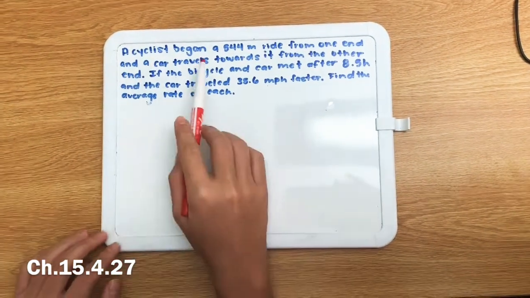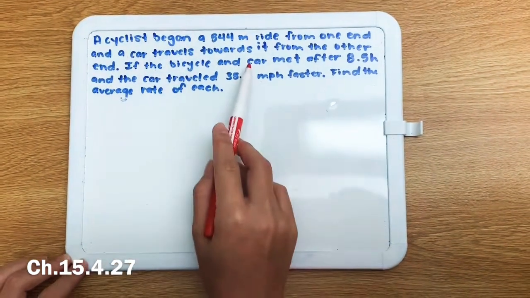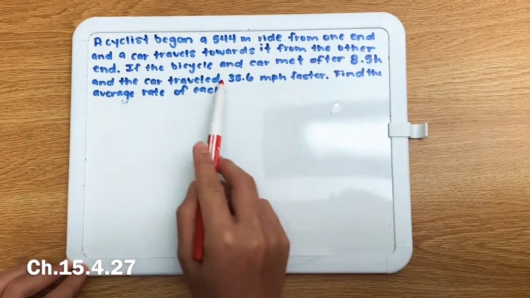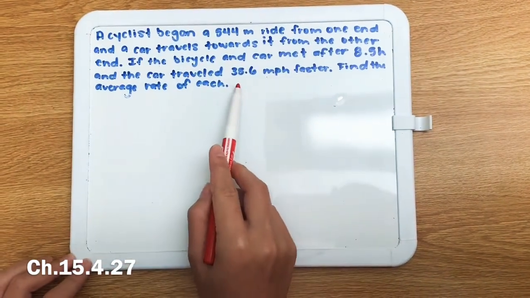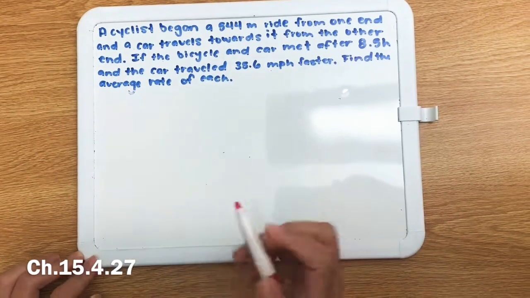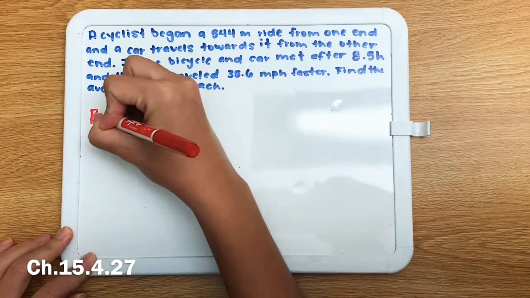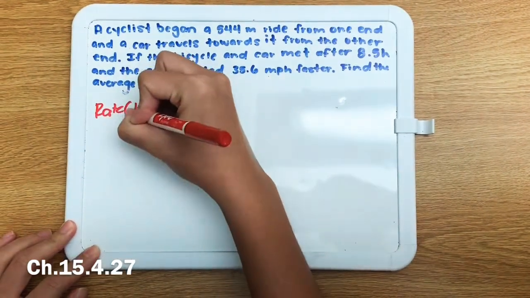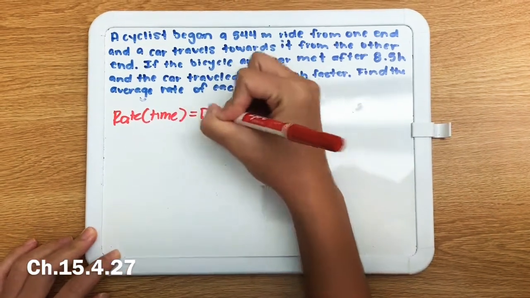So 15.4, number 37, we have a word problem. A cyclist began a 544-mile ride from one end, and a car travels towards it from the other end. If the bicycle and car met after 8.5 hours, and the car traveled 35.6 miles per hour faster, we're going to find the average rate of each. The formula that we're going to use for this problem will be rate times time equals distance.